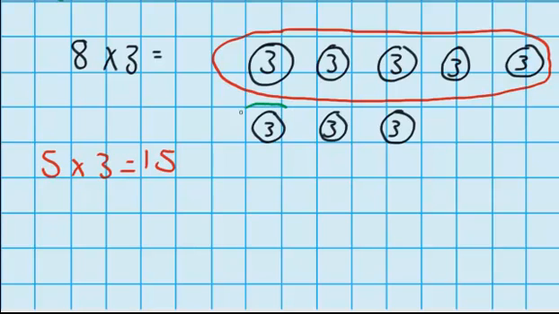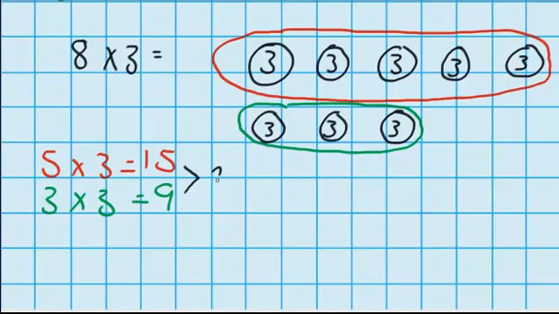Now I've just got 3 groups left, and I'm good at my 3 times tables. 3 times 3 equals 9. And if I add those two amounts together, 15 plus 9 is 24. So 8 times 3 must equal 24.